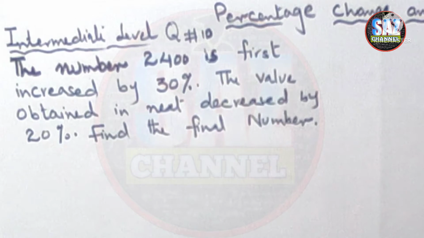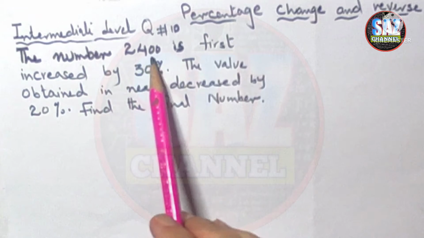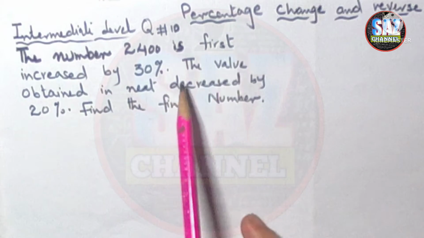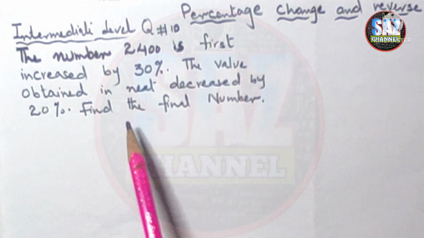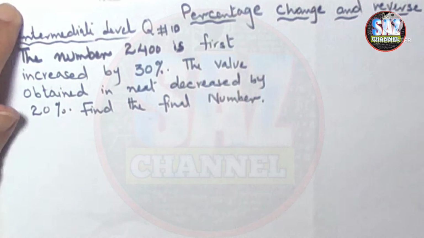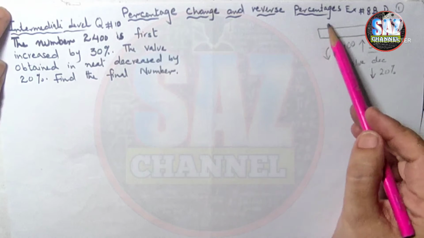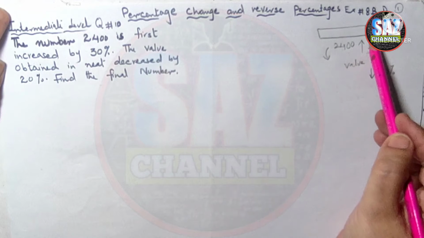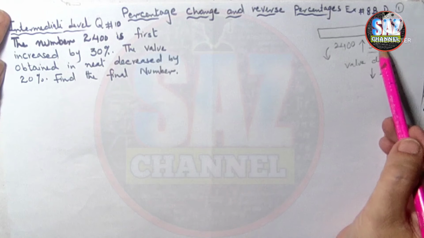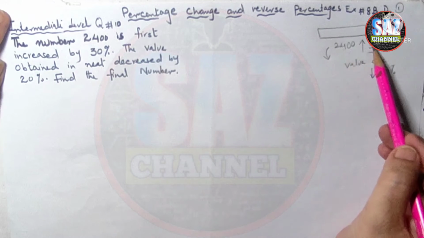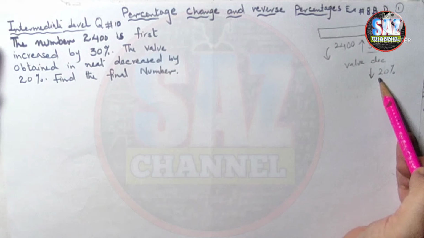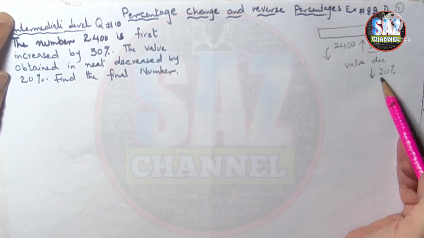Question 10 says that the number 2400 is first increased by 30%. The value obtained is then decreased by 20%. Find the final number. Okay, let's try to understand the question through some diagram. Suppose this is the bar which is representing the number 2400. This number is first increased by 30%. And after increasing 2400 by 30%, whatever answer is coming, we are decreasing it by 20%. We have to find that decreased number.